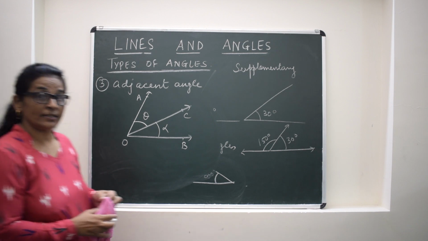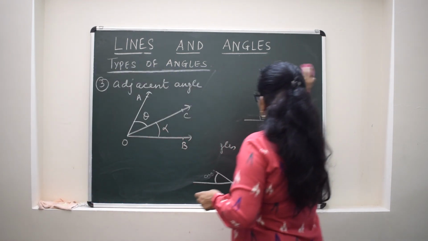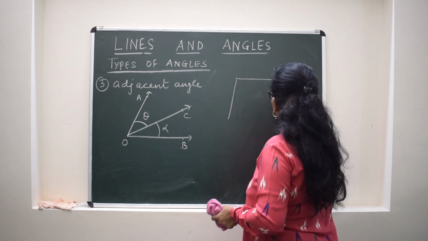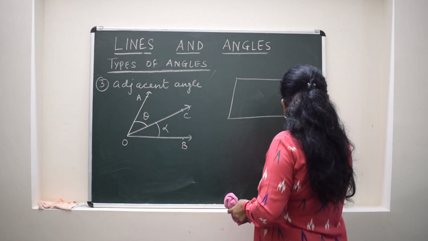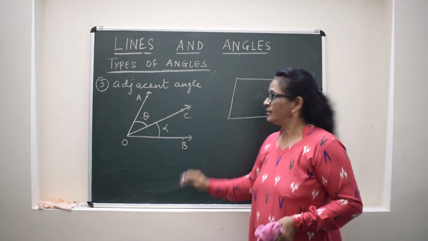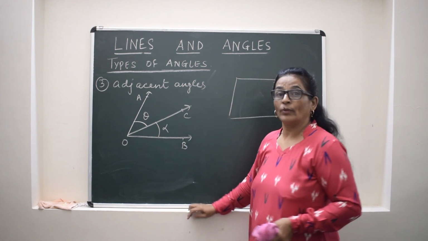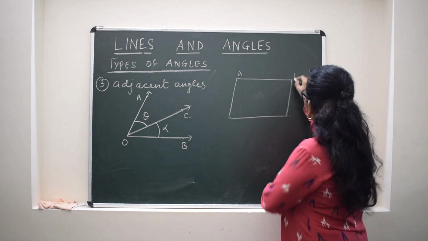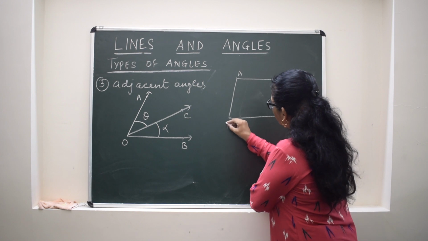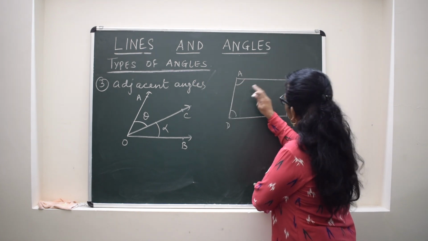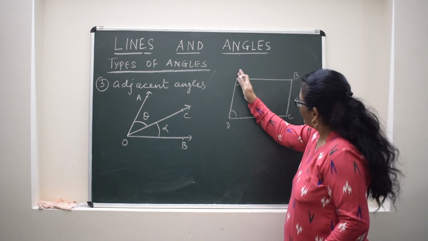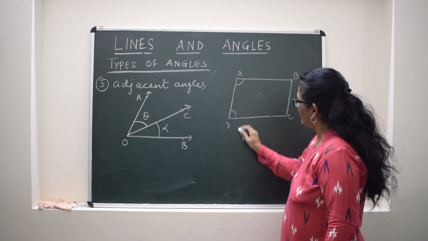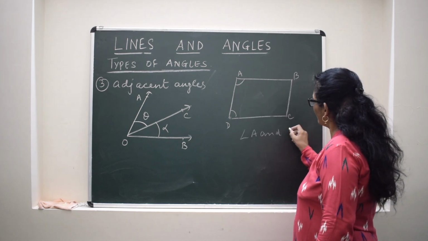Now the meaning of adjacent in a parallelogram is different. Suppose we just draw a parallelogram. When I gave the definition of adjacent angles, it was when they are sharing one common arm. But in this case, if we talk about the adjacent angles, then we will say these two angles, angle A and angle D, they are sharing this arm in a different way. So we can say angle A and angle D are also adjacent.